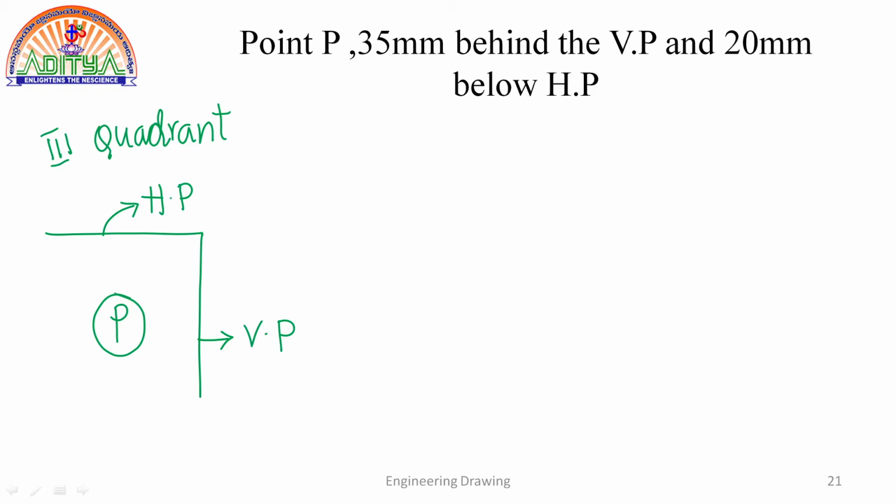Next, now see the numericals. It is 35 mm behind VP. So, behind VP means this. So, it is 35 mm behind VP. VP means vertical plane and HP means horizontal plane, and 20 mm below HP. This is 20 mm, below HP means below the horizontal plane. Okay. We have identified the point is in the third quadrant.